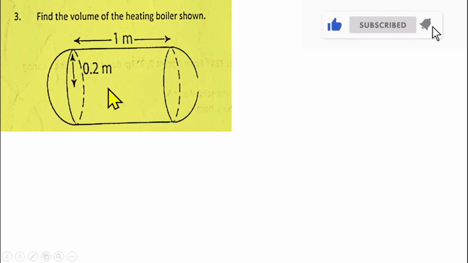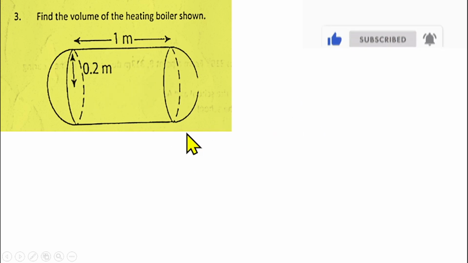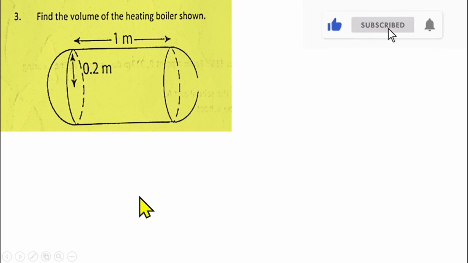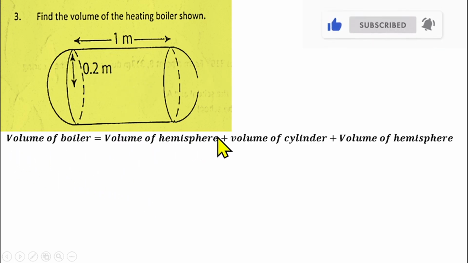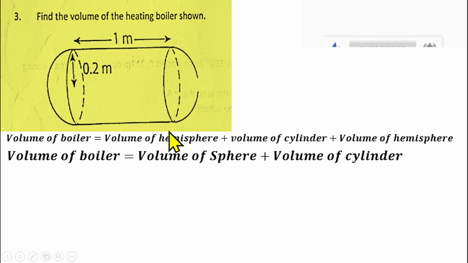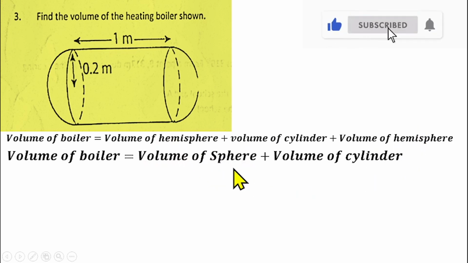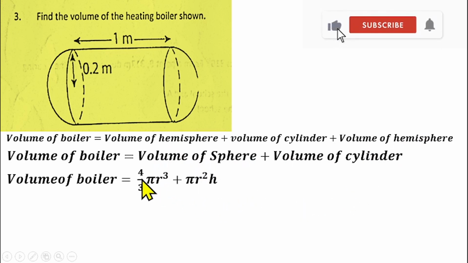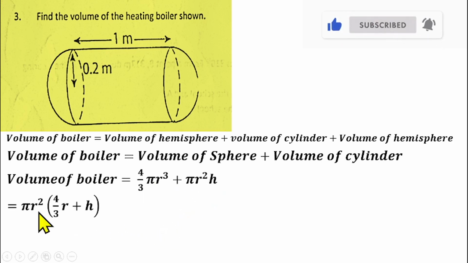So that will give us the volume of a cylinder plus the volume of a sphere to be the volume of the whole shape. So like I said here, the volume of the boiler is the volume of hemisphere plus the volume of cylinder plus the volume of hemisphere, which is the same thing as the volume of a sphere, then plus the volume of the cylinder. The volume of a sphere is 4 over 3 pi r cubed, plus the volume of a cylinder is pi r squared h. So something is common to this. I think pi r squared is common, so you can factorize that. So pi r squared into 4 over 3 r plus h.